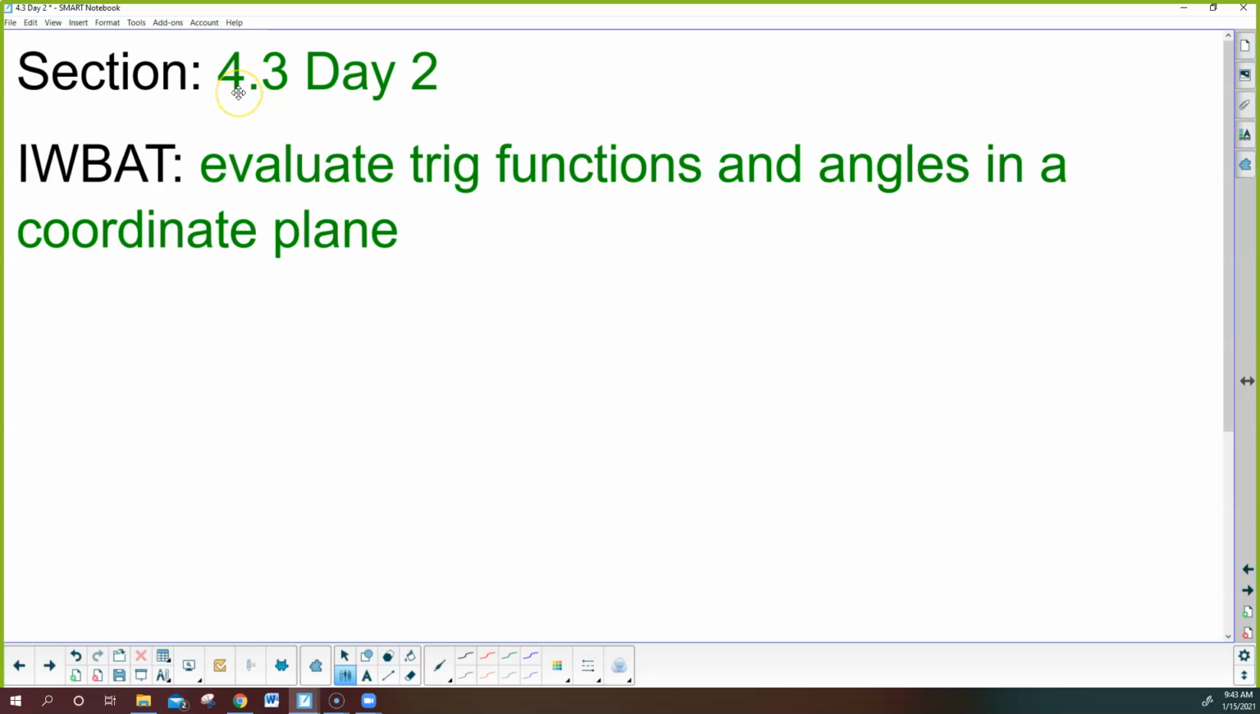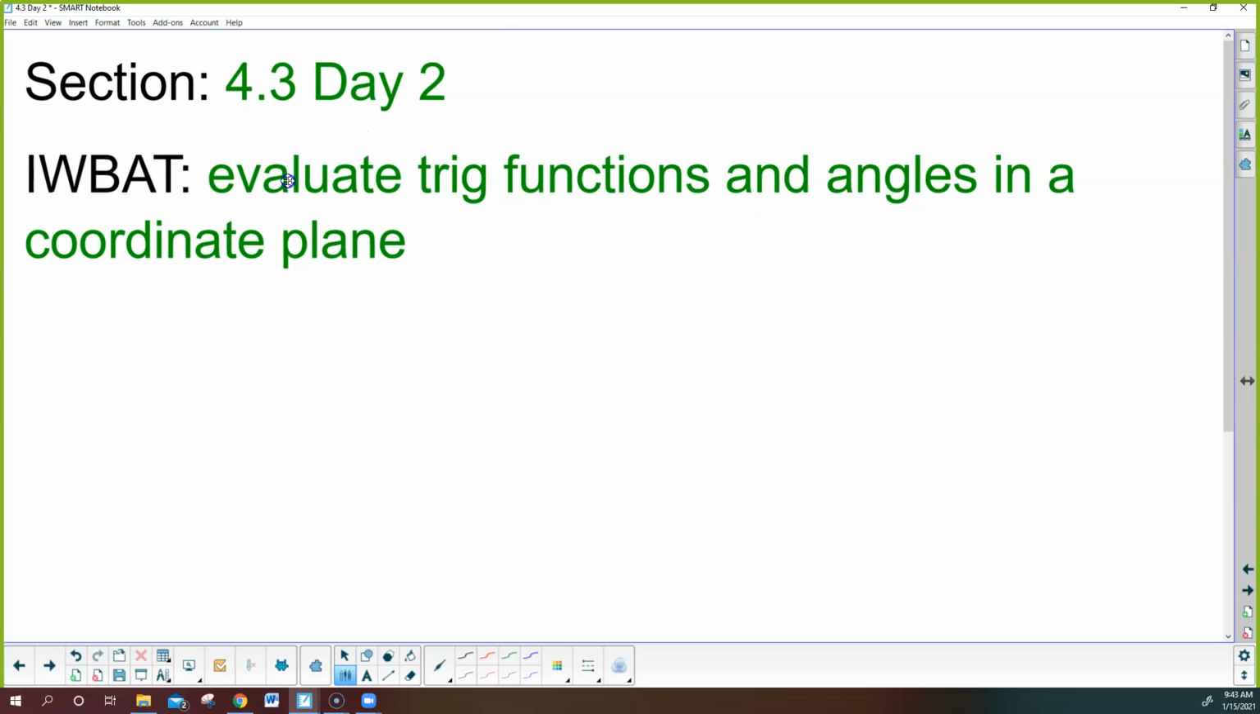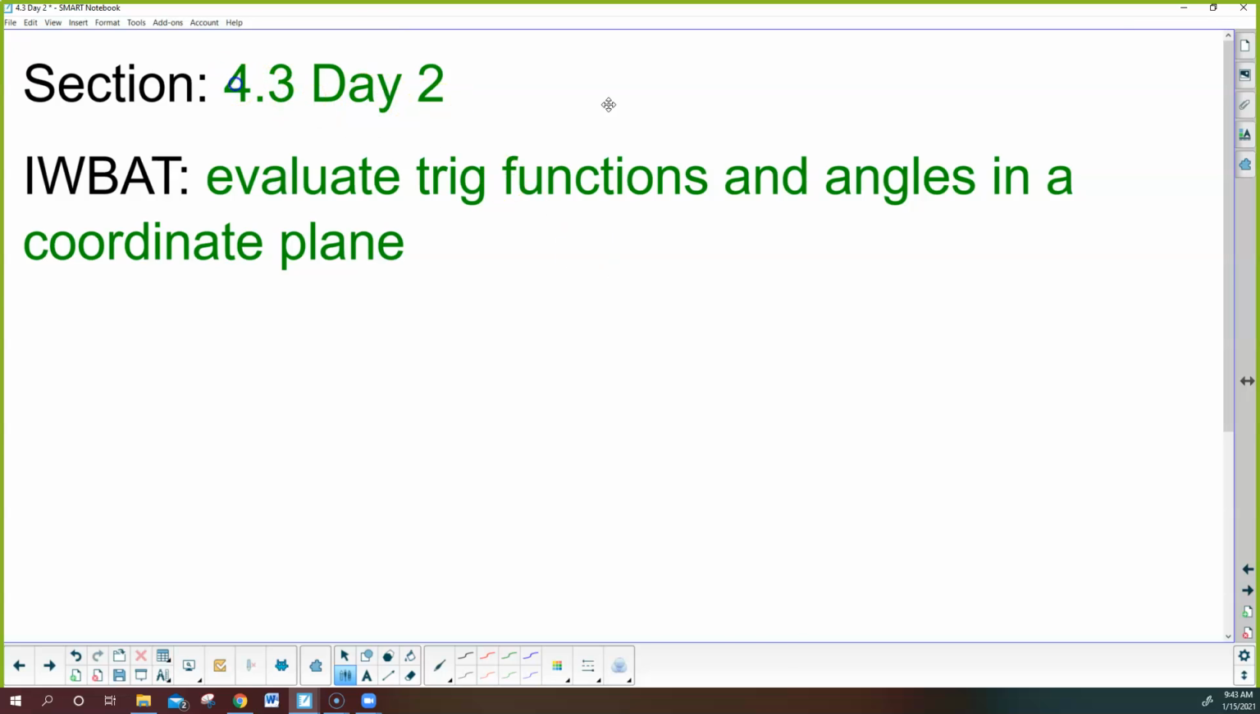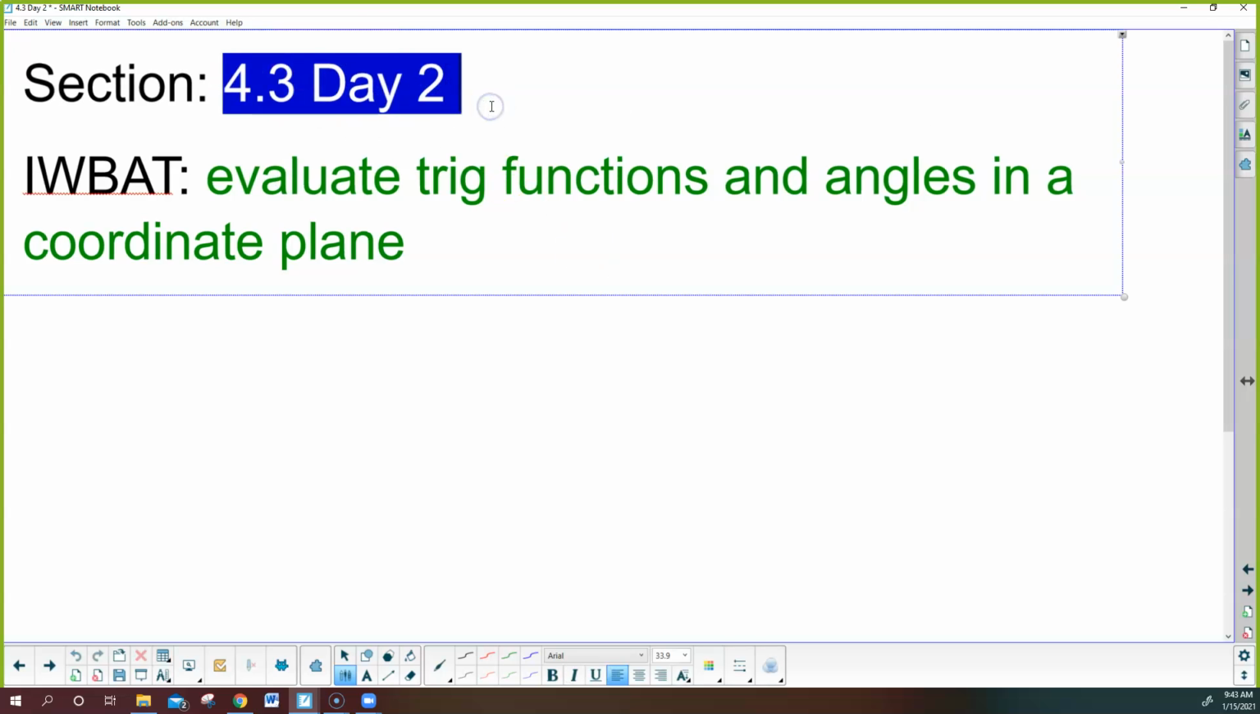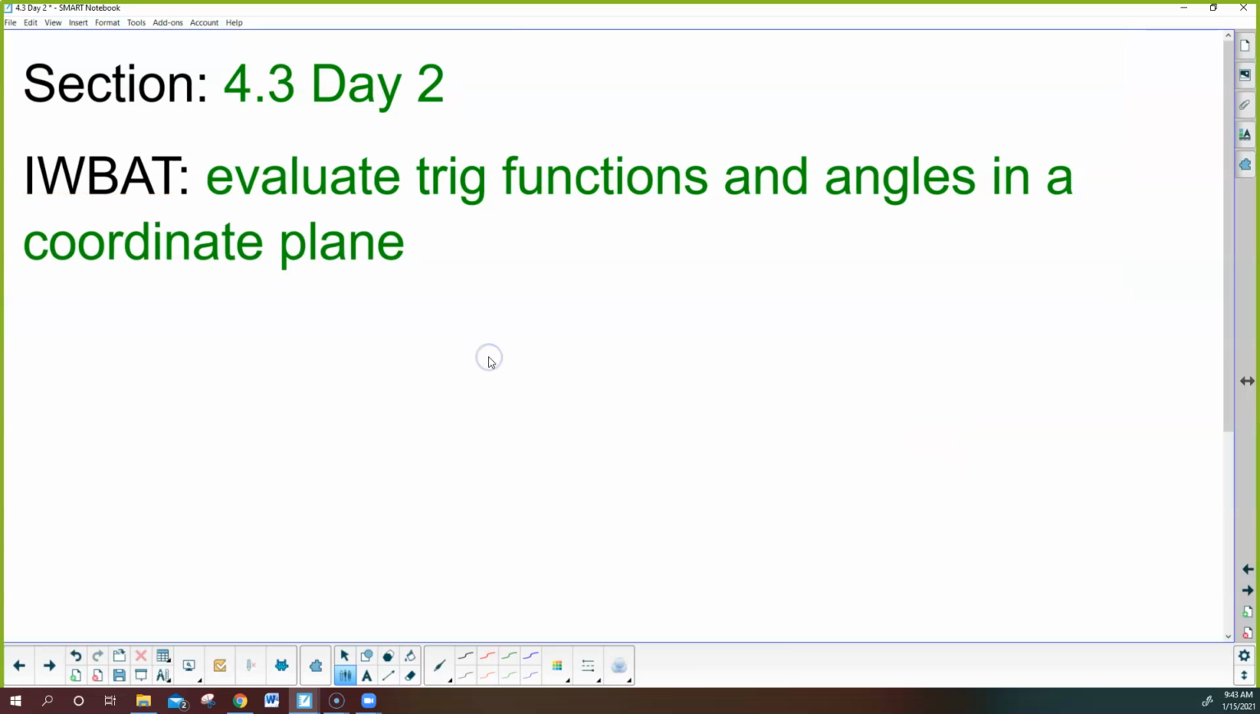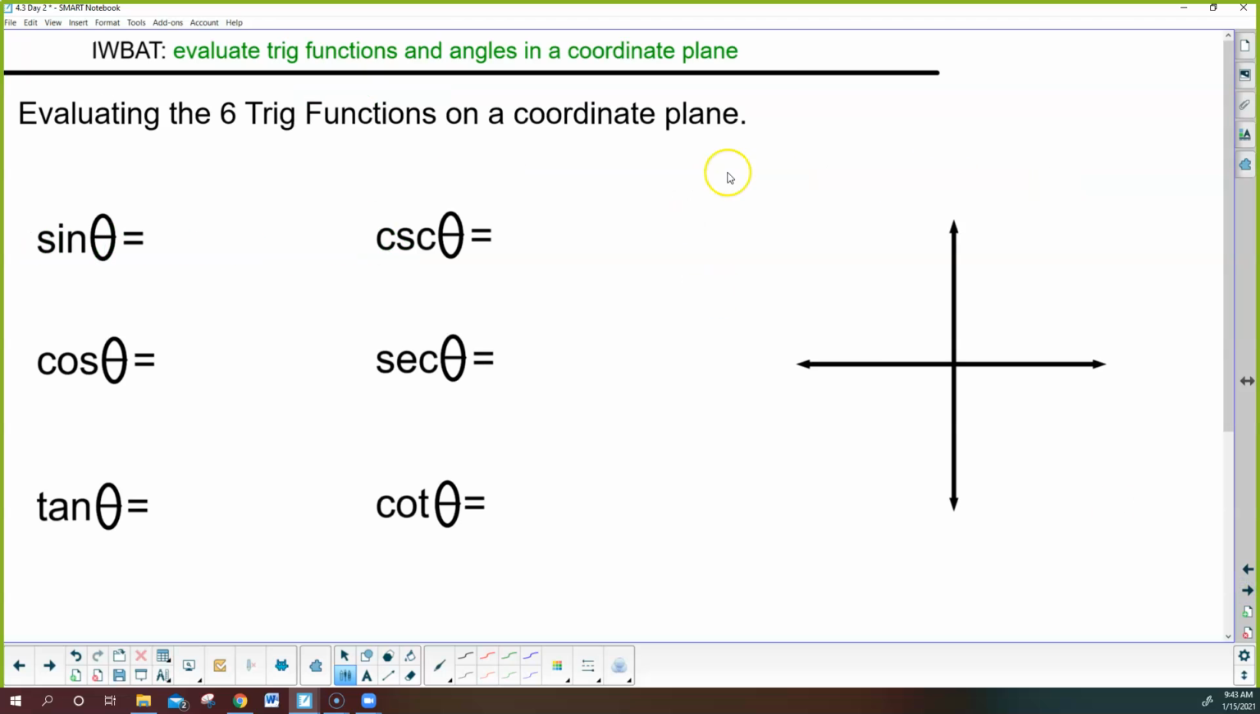All right, we are going to do 4.3 day 2, evaluate trig functions and angles in the coordinate plane. Okay, so you don't have to write the learning target, but title it 4.3 day 2. And I said this before, but this is the stuff that you are going to have mastered when you move into calculus. And we're spending a couple extra days on it to give you time to have it completely mastered.